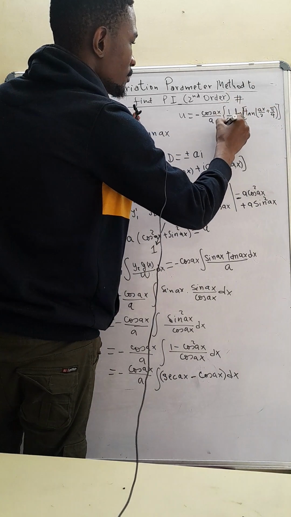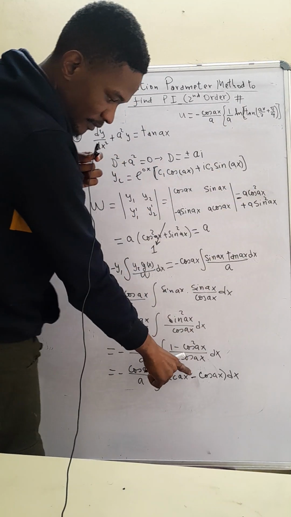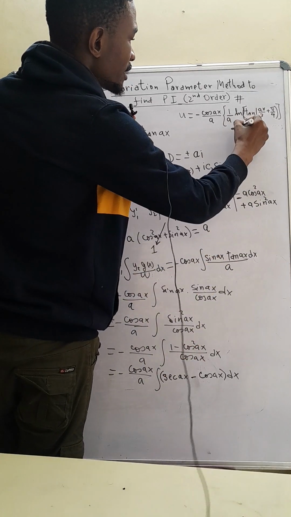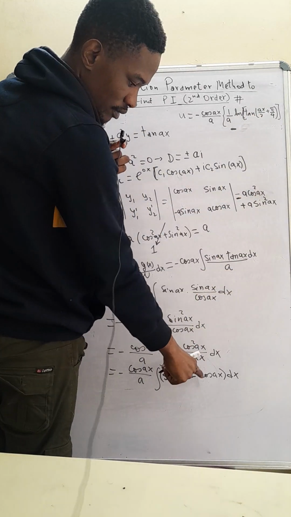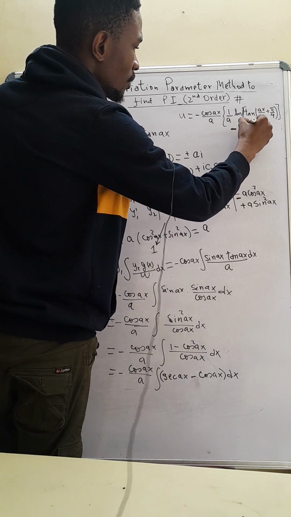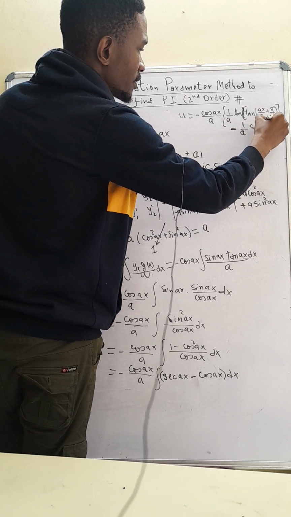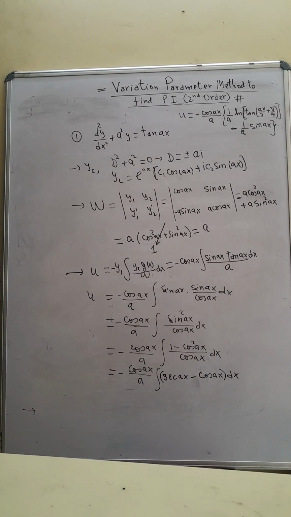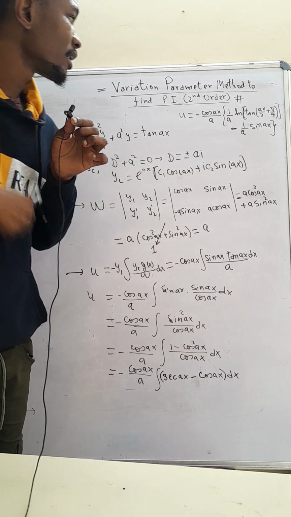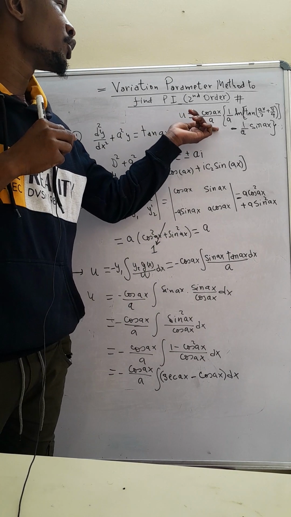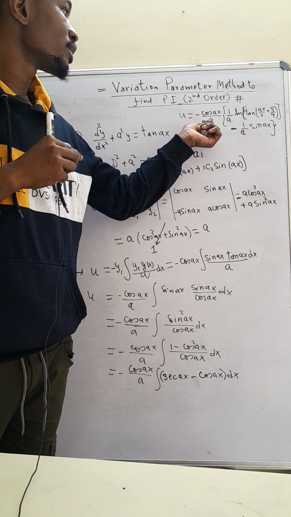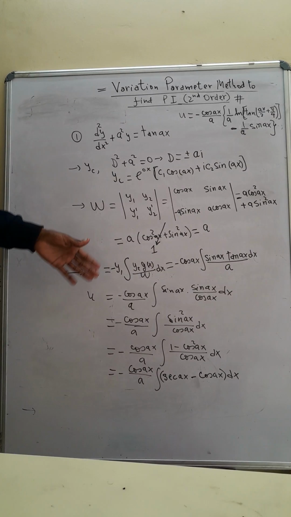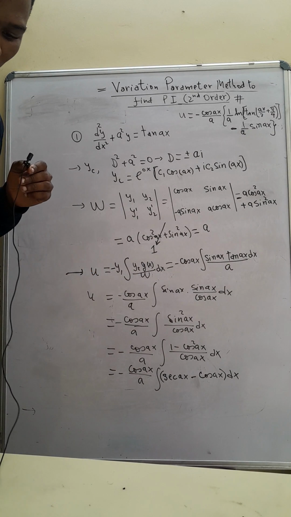Okay? Then this one is negative, minus integration of cosine is 1 upon a sin ax. Okay, so this is the way you can express this one. This is your u. When you just do this one, this will be a square, and that's fine. This is your u. How to find your v? Okay, let us find our v.